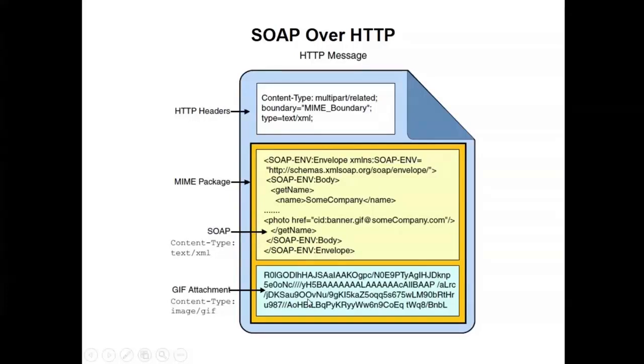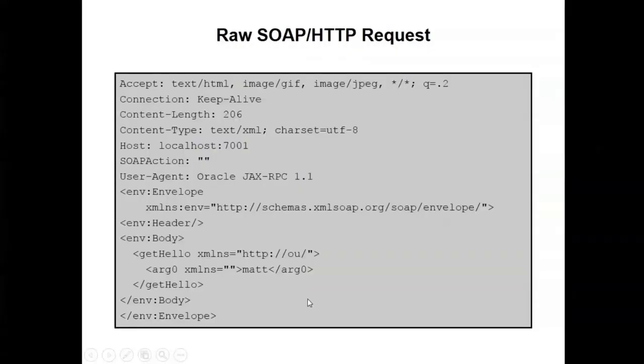Now if you see how this SOAP HTTP request looks like, this is the envelope, the root element, and inside that the header is optional and the body contains some data, right? And this SOAP request is using a WebLogic server. That's why it is using localhost port number 7001, right?